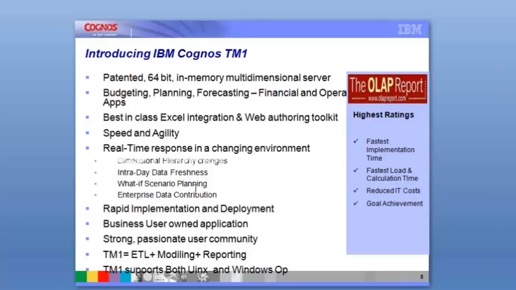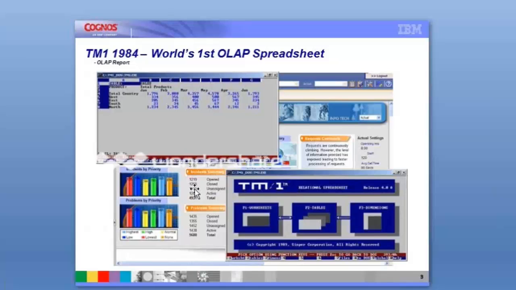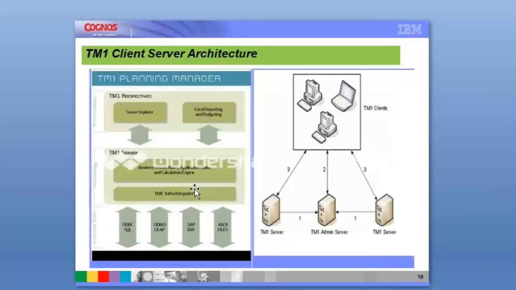Any queries so far, Naveen? No queries. Okay, if you have any queries, you can raise the question immediately, not a problem. Here, this is the 1984 OLAP spreadsheet, they created it in 1984. So this is the architecture.